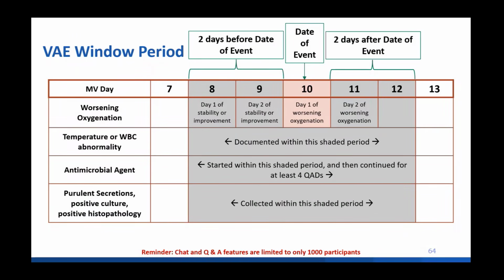Here you can see that the date of event is mechanical ventilation day 10, which is the first day of worsening oxygenation. The VAE window period starts on mechanical ventilation day 8, which is the first day of the baseline period of stability or improvement and continues through the 2 days after the date of event. To meet IVAC and PVAP criteria, all elements must occur within this shaded portion that represents the VAE window period.